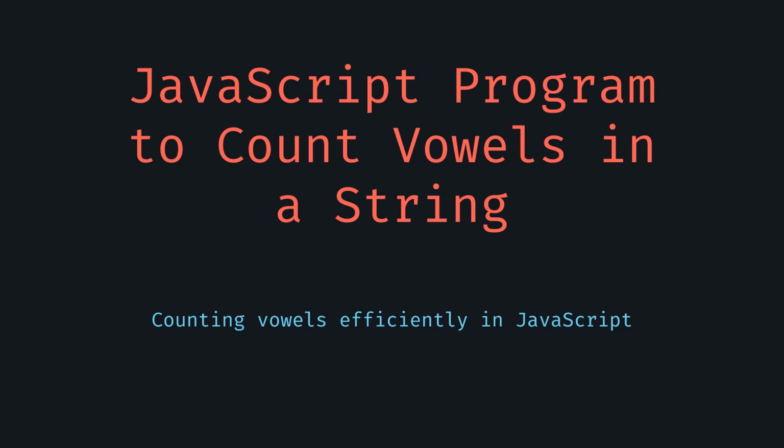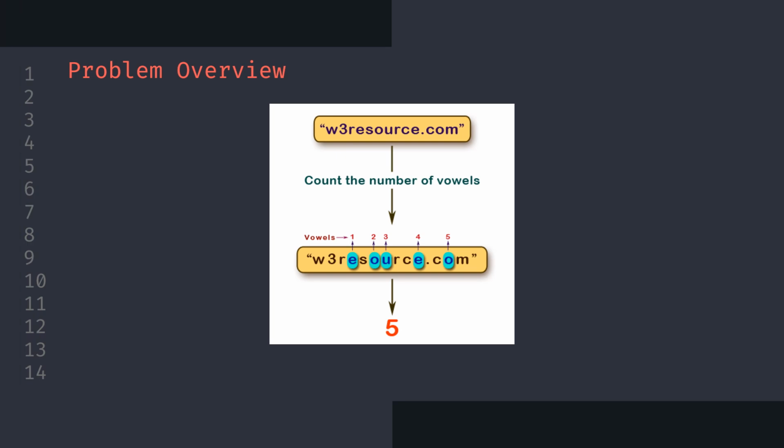Today, we'll create a JavaScript program to count the number of vowels in a given string. Let's get started. Our task today is simple. It is to determine how many vowels are present in a string. For example, the string Python has only one vowel, while W3Resources.com has 5.